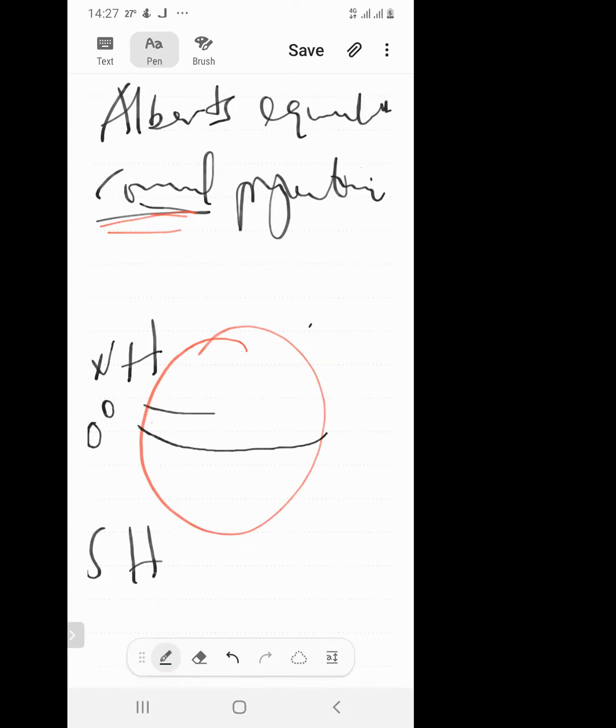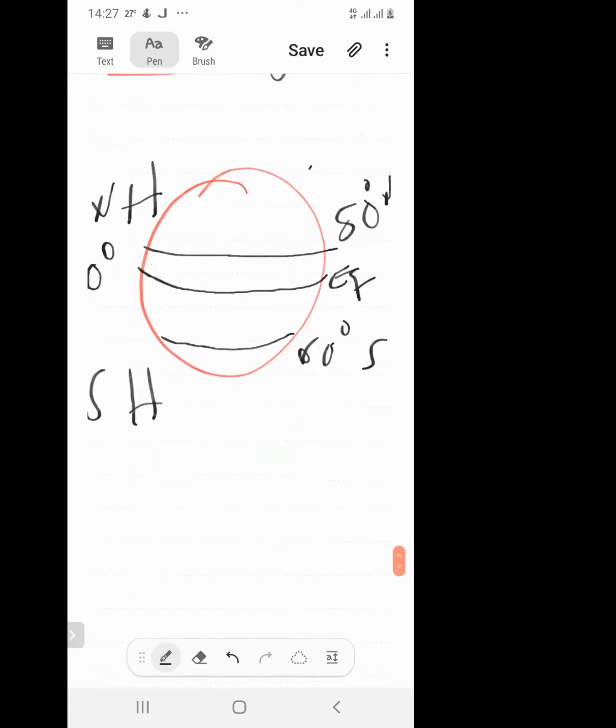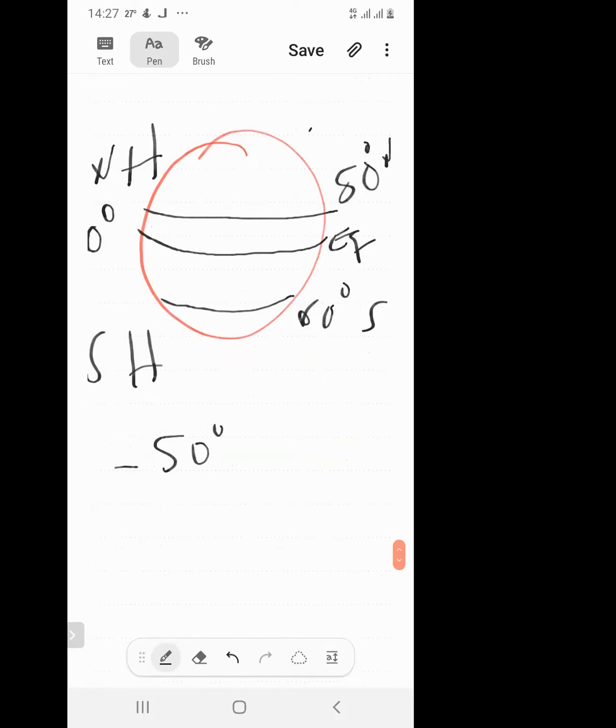So if I am 50 degrees on top of this equator, then 50 degrees north is the indication. And if I'm down south, 60 degrees south of the equator, these are the values. Instead of saying 50 degrees north, you can also say positive 50 degrees, and then negative 60 degrees will tell you that you are south.